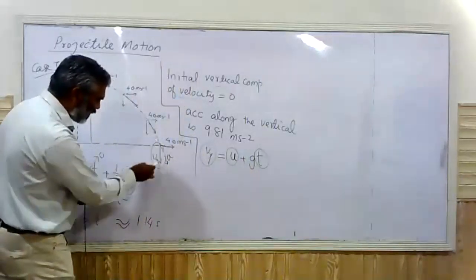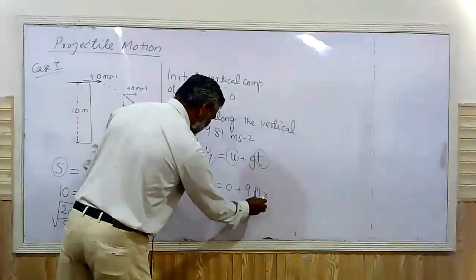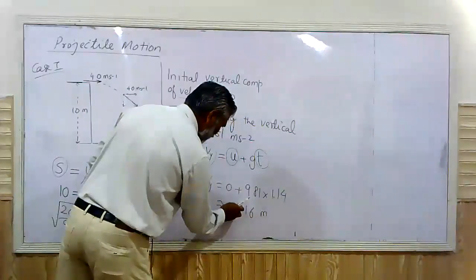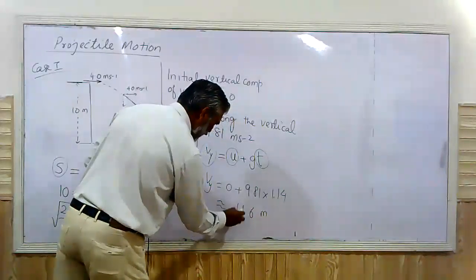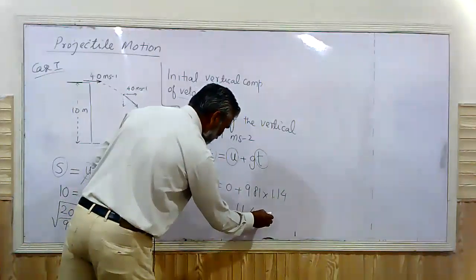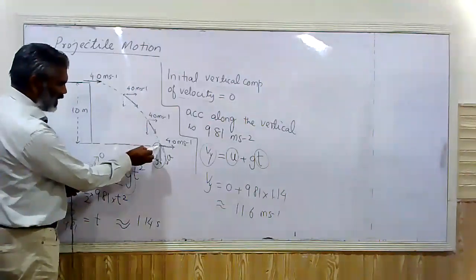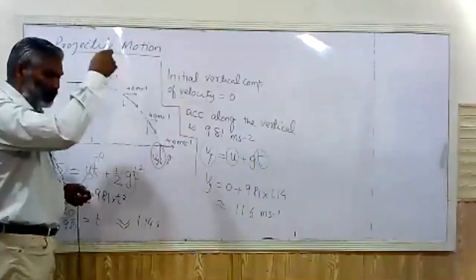If I use this time here, I can find the final velocity with which it has hit the ground. So Vy is equal to 0 plus 9.81 into 1.14, which is approximately, let's say 16 meter, sorry, this is 11.6 meter per second. This is the velocity with which the object has hit the ground along the vertical.